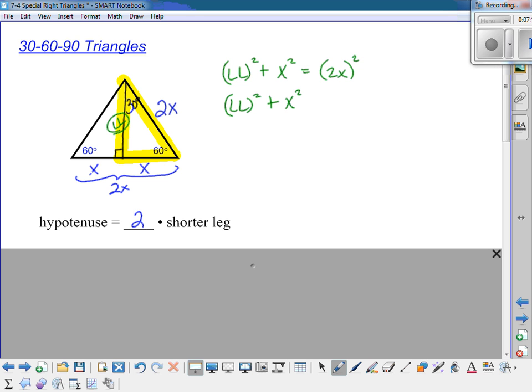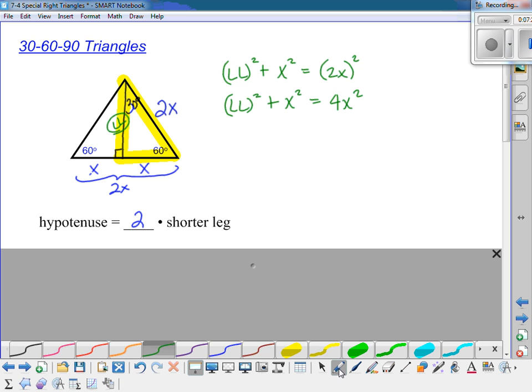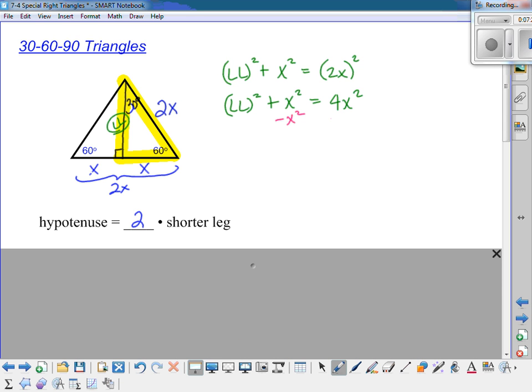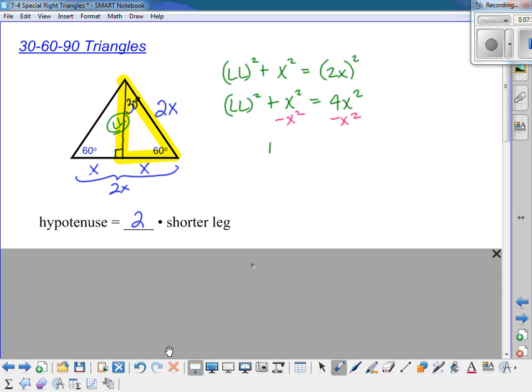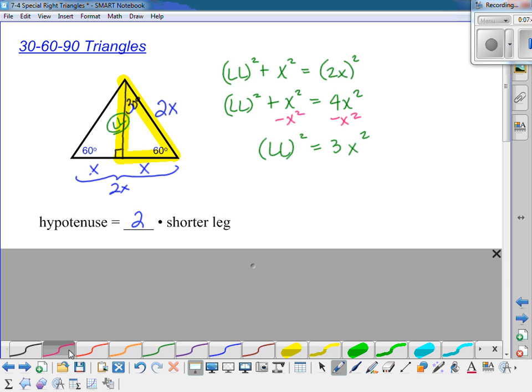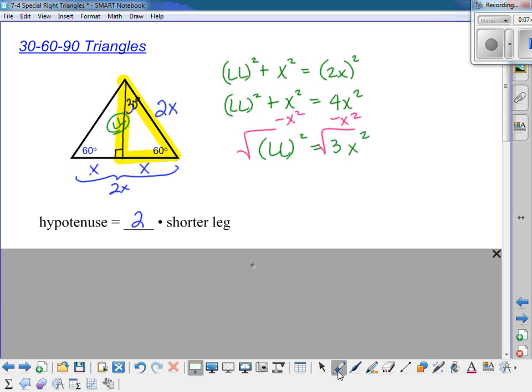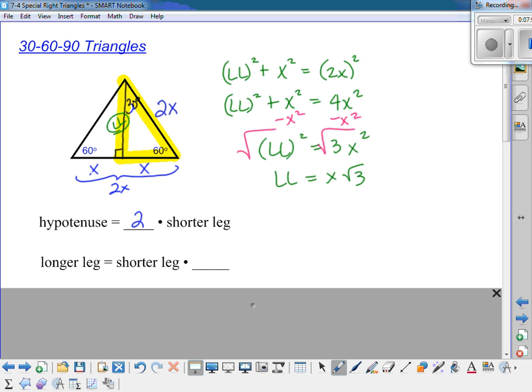So when I square 2x, I get 4x squared, and then I subtract the x squared from both sides, and I get that the long leg squared is equal to 3x squared. So when I take the square root of both sides, I'm left with the long leg equaling x times root 3. So the longer leg is going to be the shorter leg times the square root of 3.